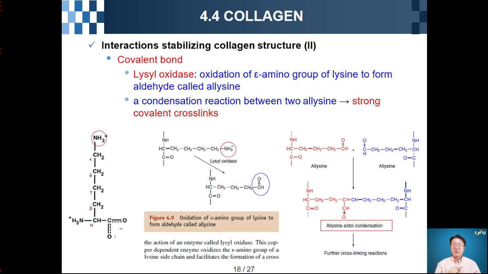Previously we learned that van der Waals interaction and hydrogen bonding are very weak interactions, but this covalent bonding is a very strong interaction. So due to this covalent bonding, triple helixes can be very strongly stabilized. Okay.